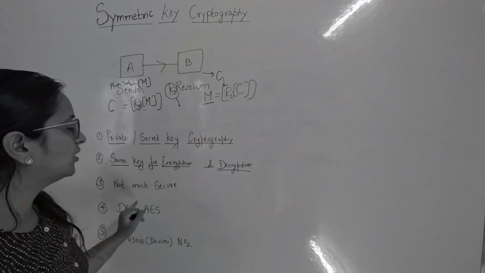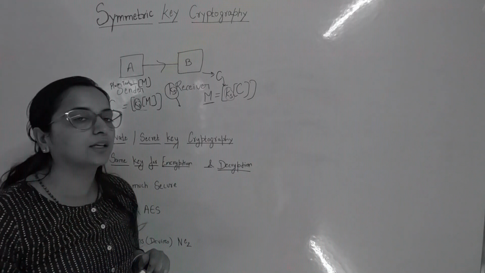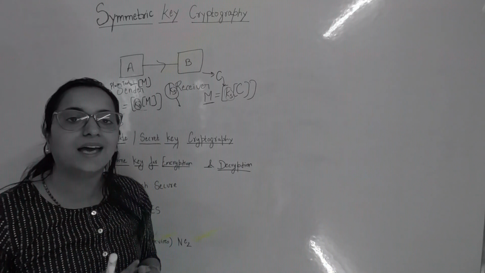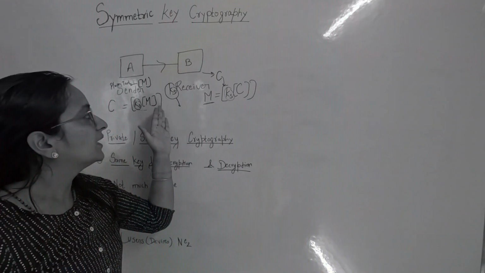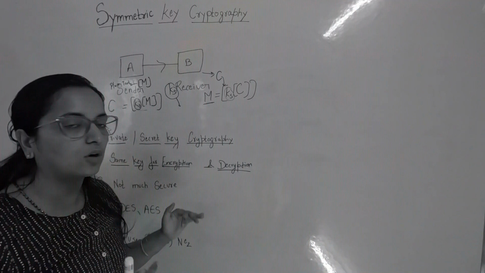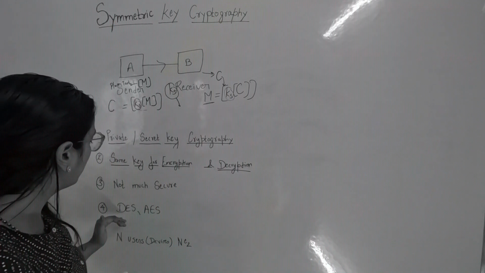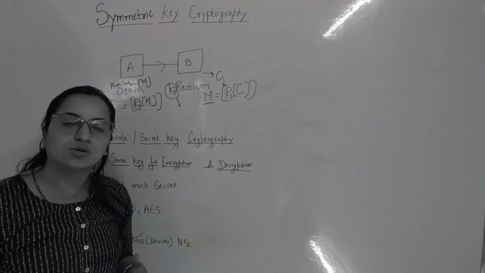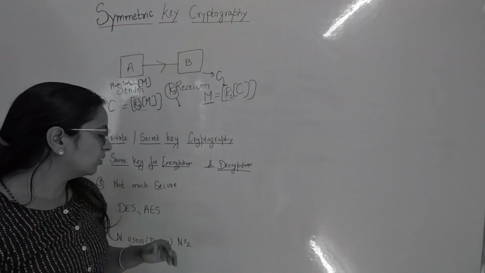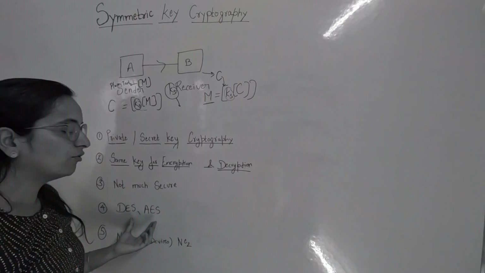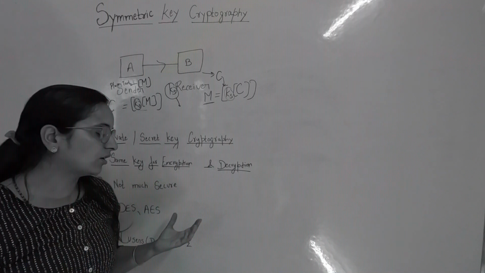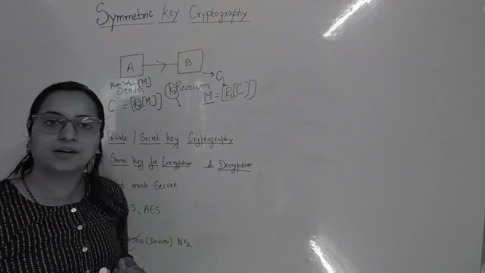Now the third point is that it is not very secure. Symmetric key cryptography is not very secure because we have only one key. If any third party gets access to this key, then he or she can also encrypt your message. So this is not a very secure technique. The fourth point is the algorithms. Sometimes it is asked in competitive exams which algorithms are in symmetric key cryptography. DES and AES are techniques that use the concept of symmetric key cryptography.